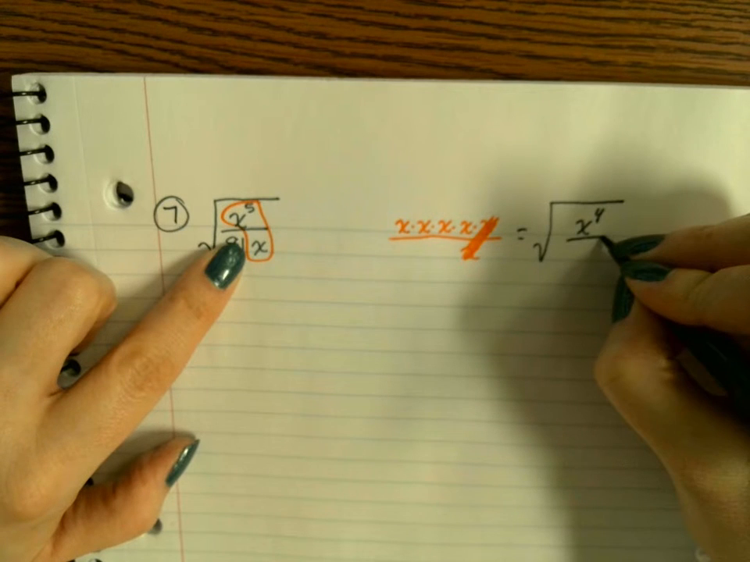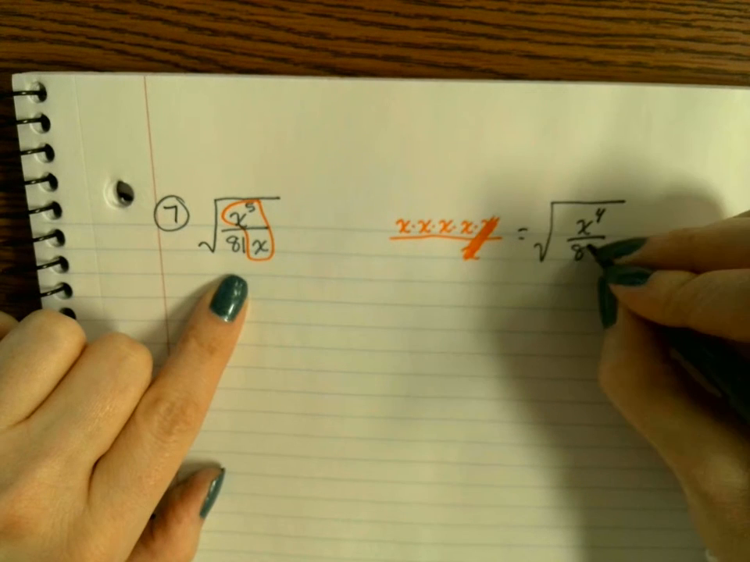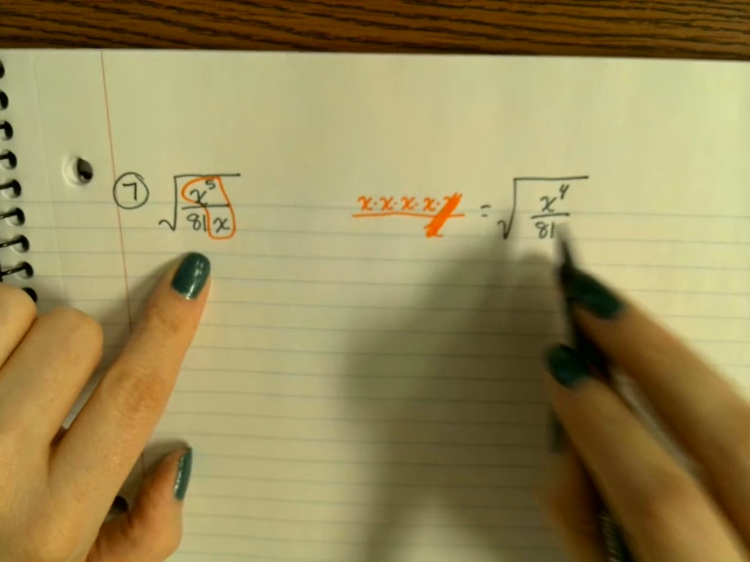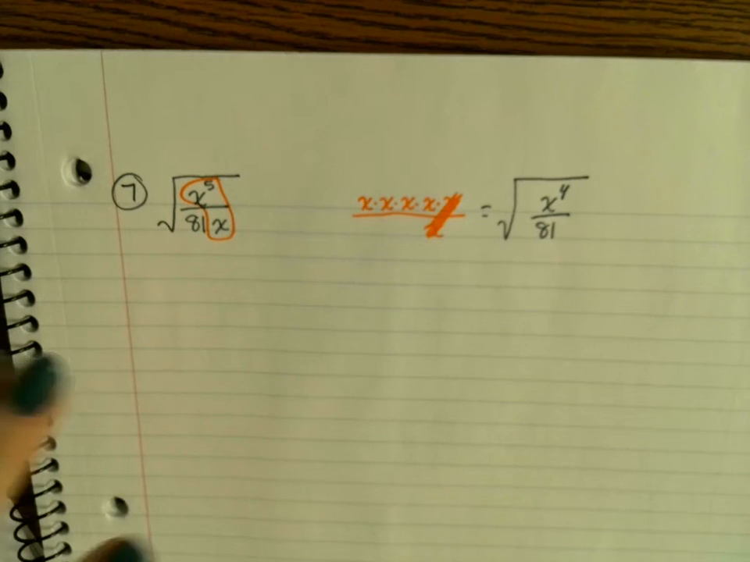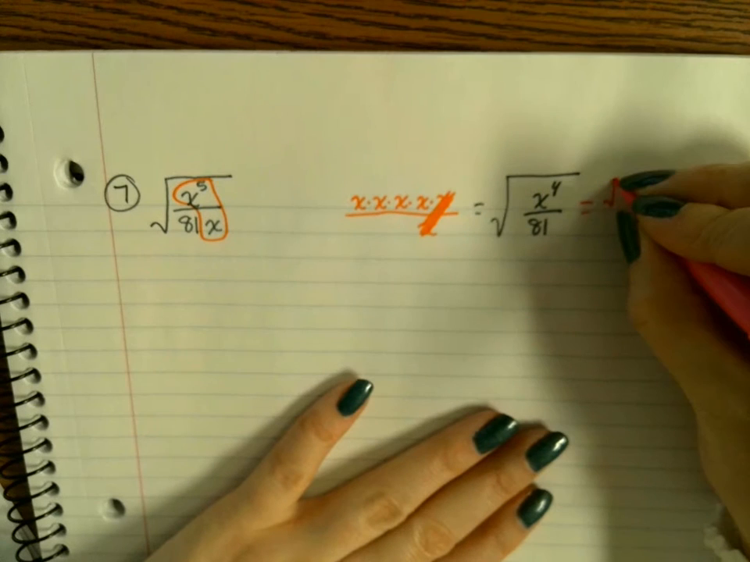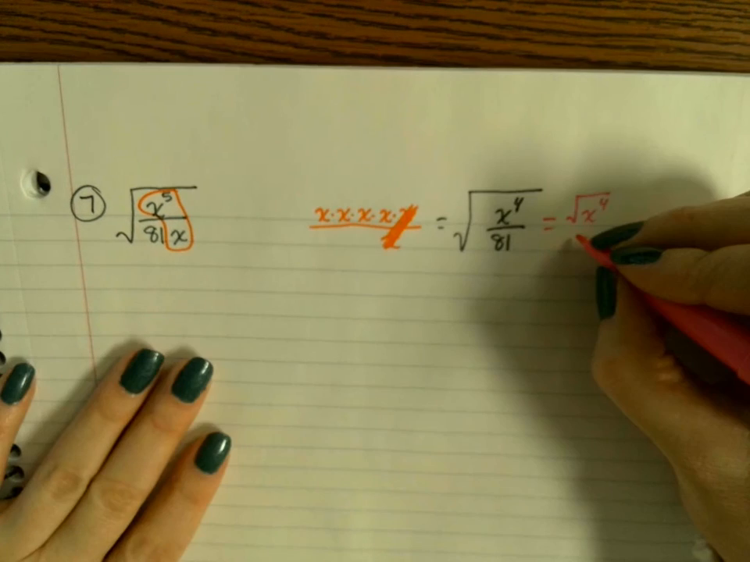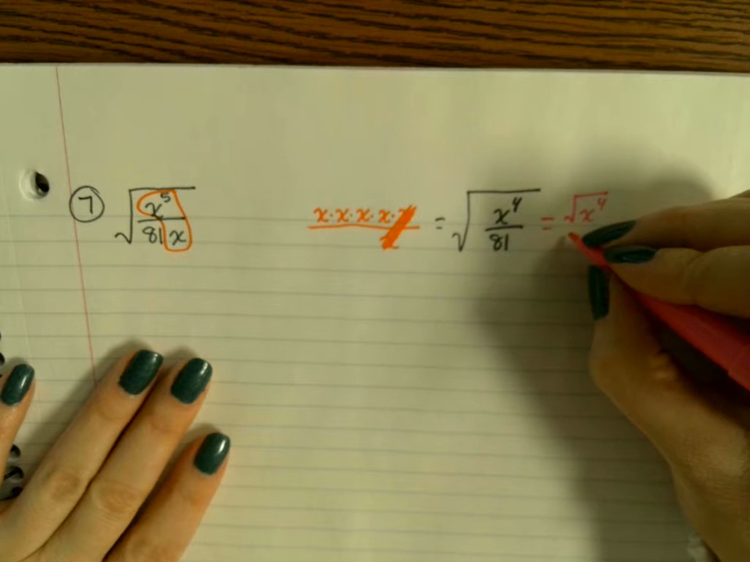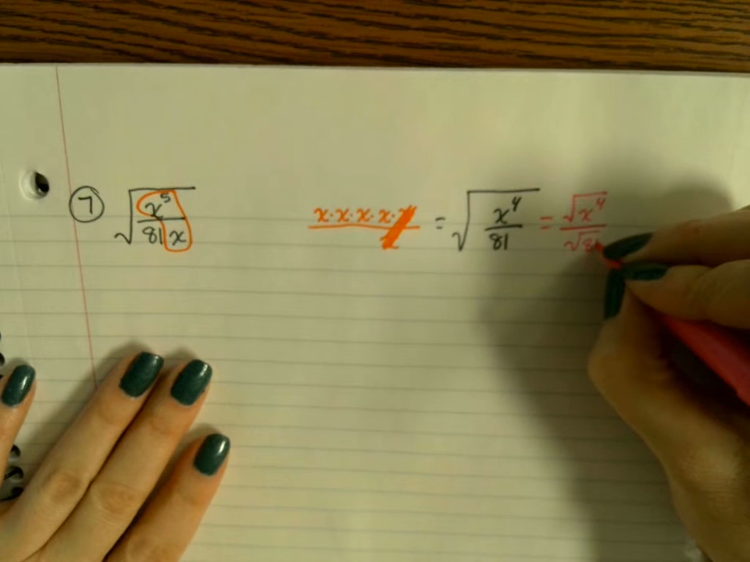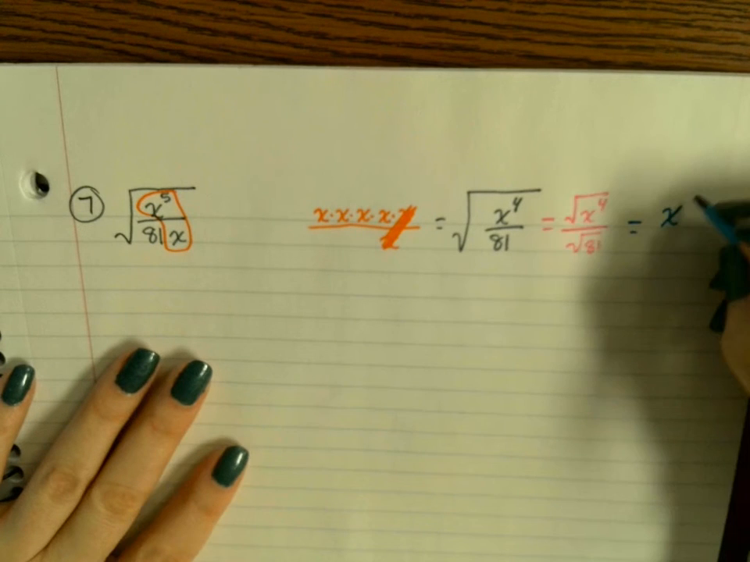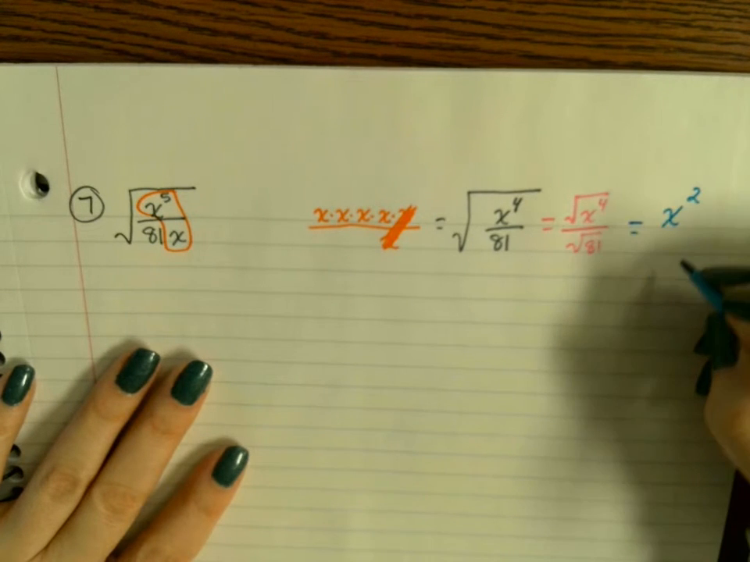Now am I dealing with perfect square entirely on the bottom? Yeah. And in fact, I'm also dealing with a perfect square on the top. X to the 4th is a perfect square because the exponent is even. And then square root of 81 is a perfect square. What's the square root of x to the 4th? X to the 2nd. And then square root of 81 is 9. So there's my answer.